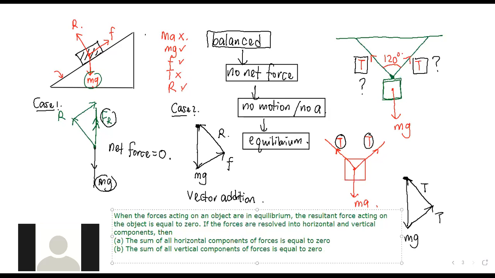OK，来，我们看下面这个。It says that when the forces acting on an object are in equilibrium, the resultant force acting on the object is equal to 0. If the forces are resolved into horizontal and vertical components, then the sum of all horizontal components is equal to 0. And also the sum of all vertical components of forces is equal to 0.